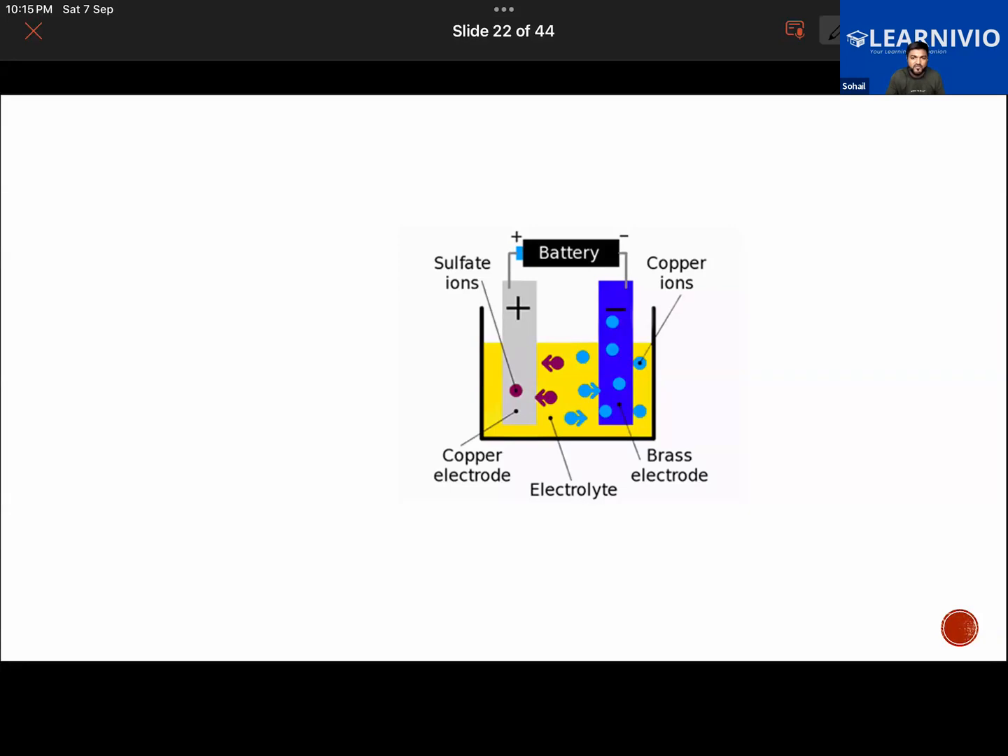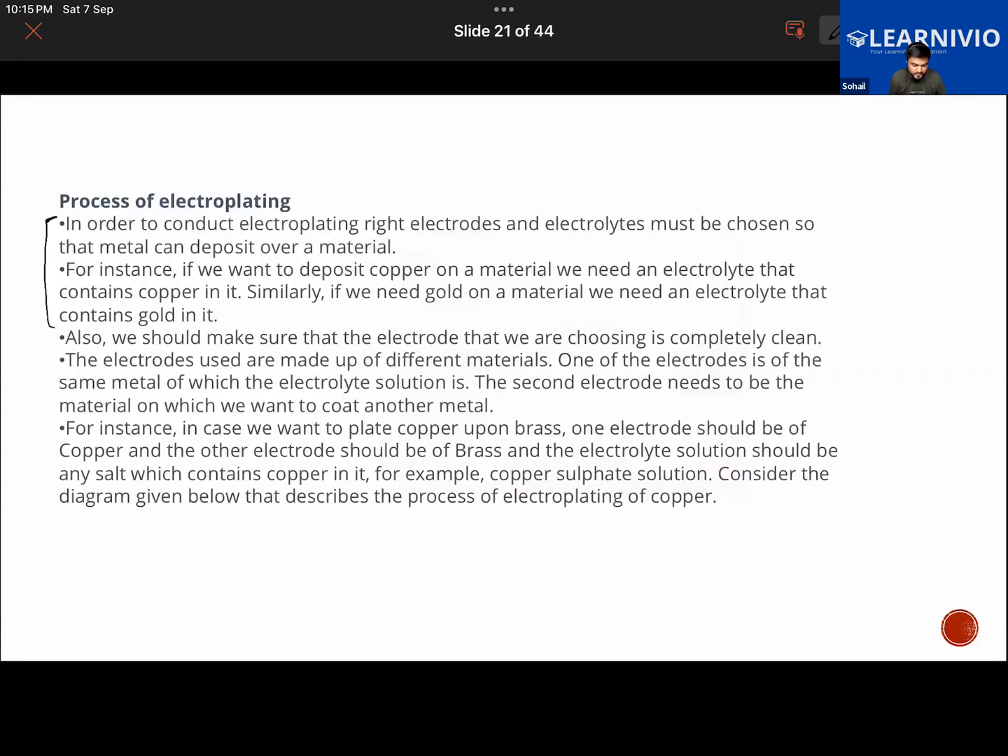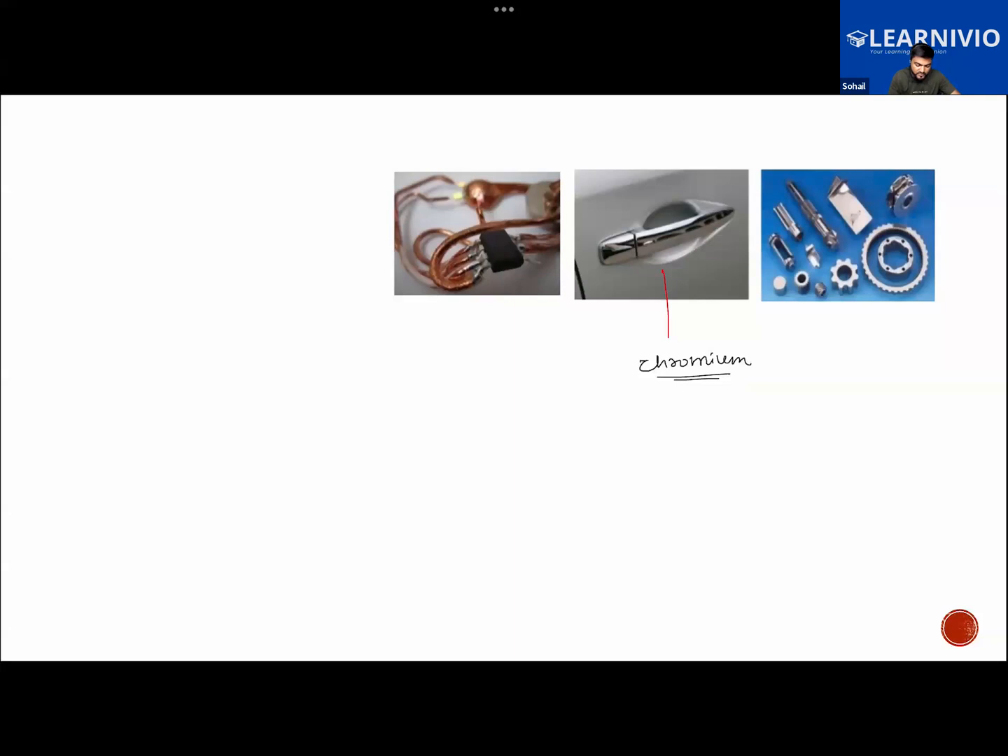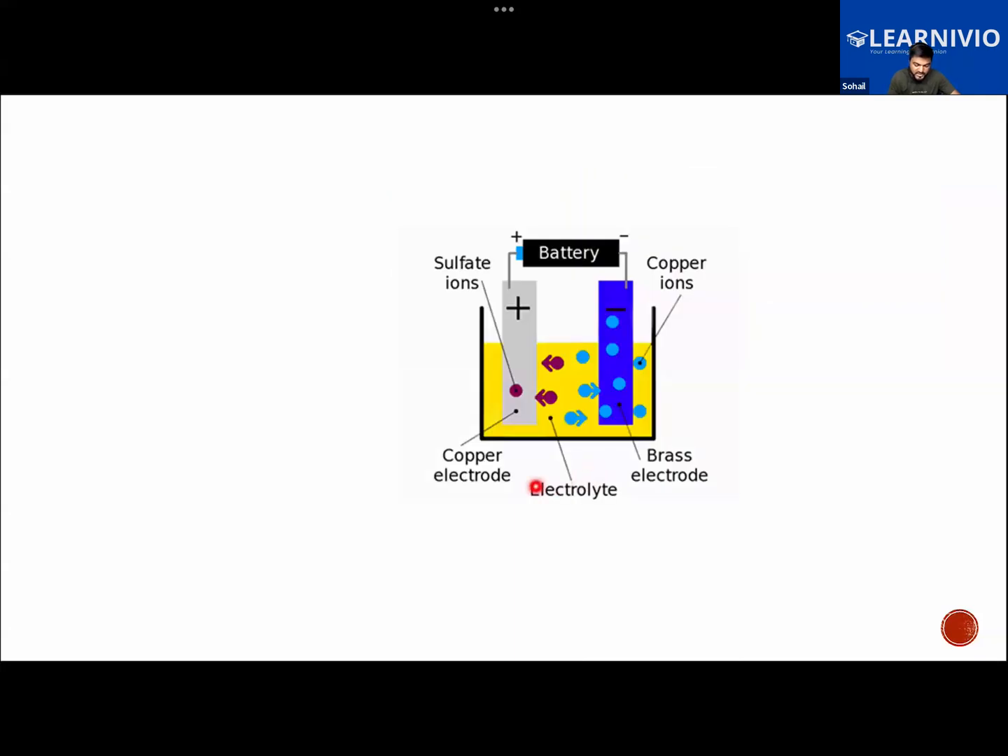So first thing is you have to choose the right electrode. That is one thing. Then you have to choose the right electrolyte also. Like here we have chosen the copper sulfate. The electrolyte that we are going to choose here is the copper sulfate. But let us say if I were to choose hydrochloric acid, will that make any sense here?